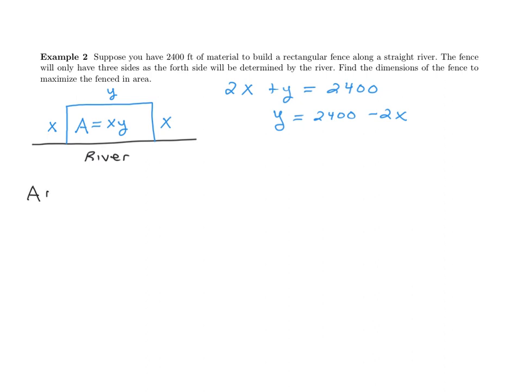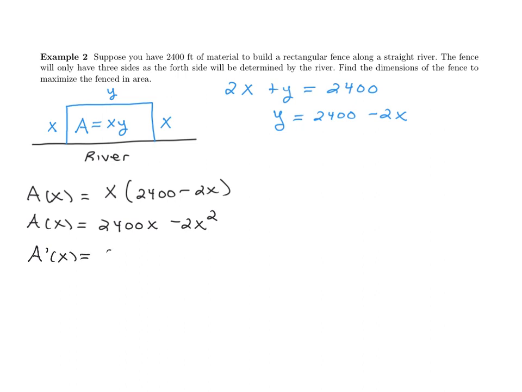Our area function is now just a function of x. It's x times y, and y is 2400 minus 2x. This is the function that we'd like to maximize. I'm noticing I can distribute the x into the parentheses, so I'm going to write it like this. And written this way, it makes it easier to take the derivative. All right, so if we take the derivative of this function, we get 2400 minus 4x.